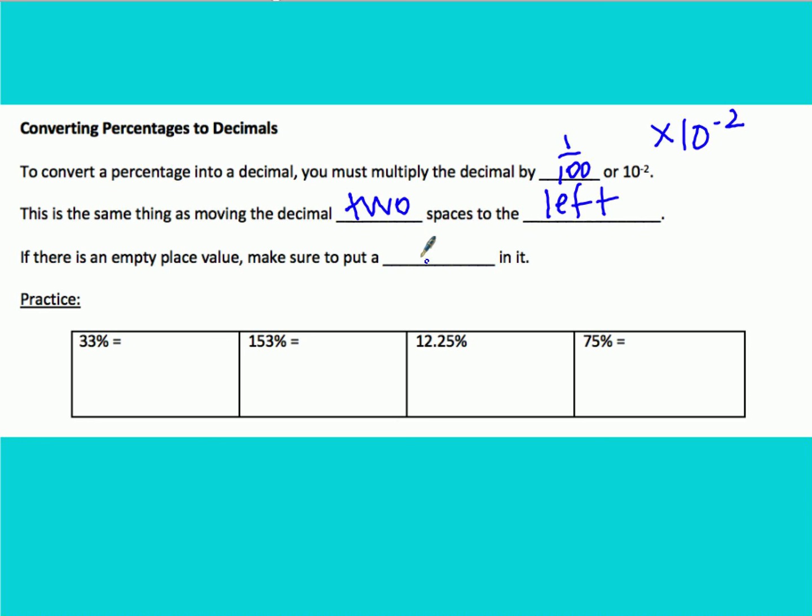So if there are any empty place values again, please make sure to put a 0 in them, and we do not add a percent sign, we take the percent sign away.